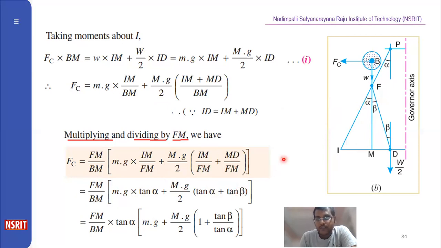Coming to this one, see tan beta, opposite by adjacent, means md by Fm value. As you know, here you have to take tan alpha outside, then Fm by Bm into tan alpha into mg by 2, 1 plus tan beta by tan alpha. You can write this equation like this. If you cross verify here, you will get tan alpha plus tan beta by tan alpha. Here tan alpha gets cancelled, then you will again get tan alpha plus tan beta. That's why we are writing like this.